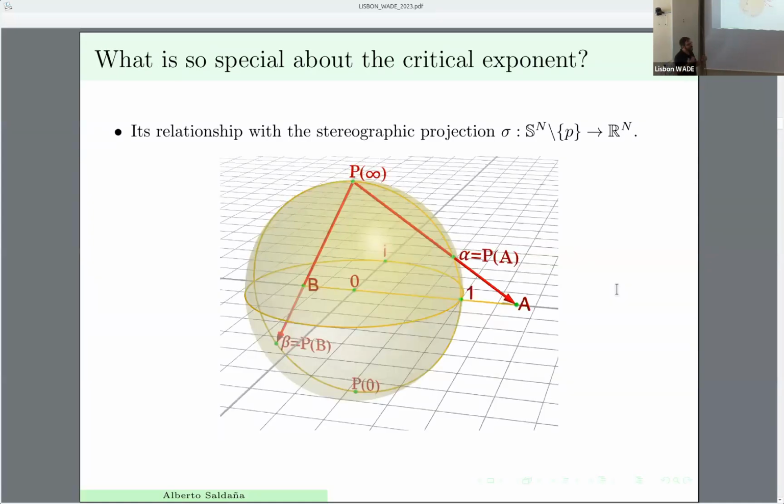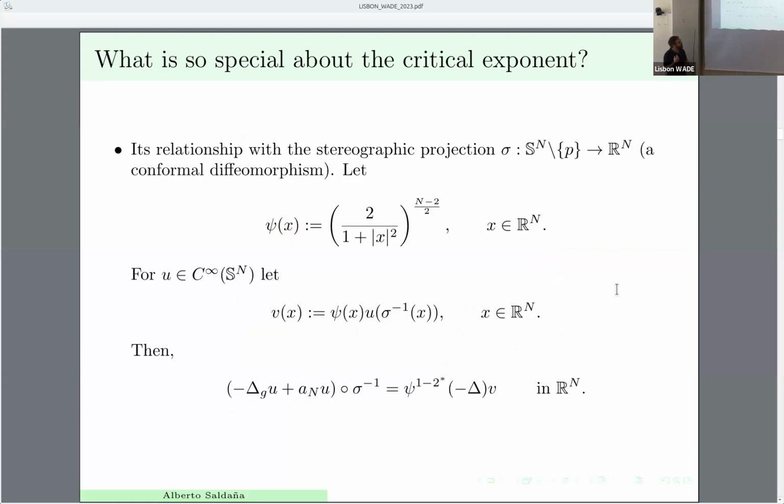So now, what's so special about this critical exponent? Let me tell you a little bit of important aspects of the problem with the critical exponent. One is the relationship with the stereographic projection. So stereographic projection is a way of relating the Euclidean space with the sphere without a point. And it works more or less like this. So a point in the sphere will be mapped to the Euclidean space in a one-to-one correspondence.